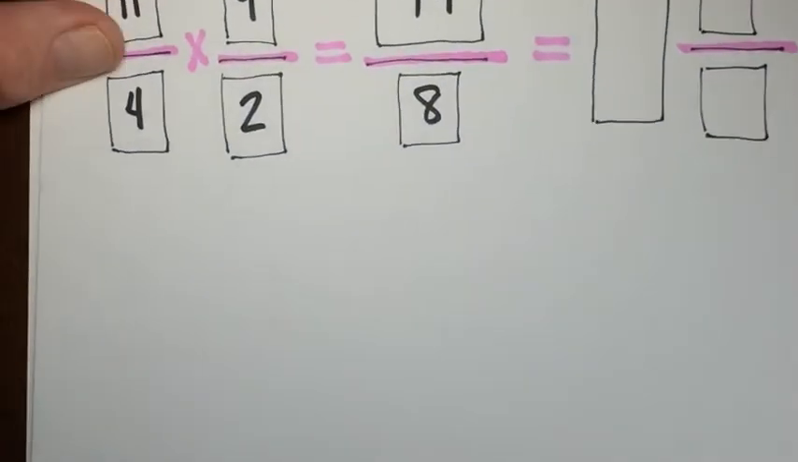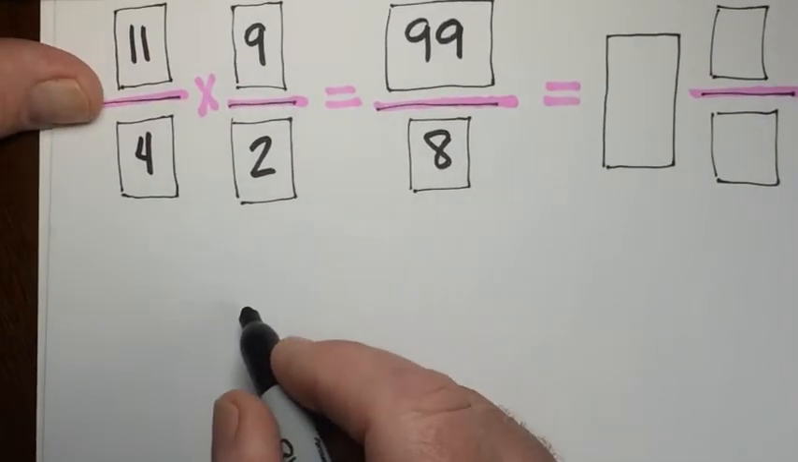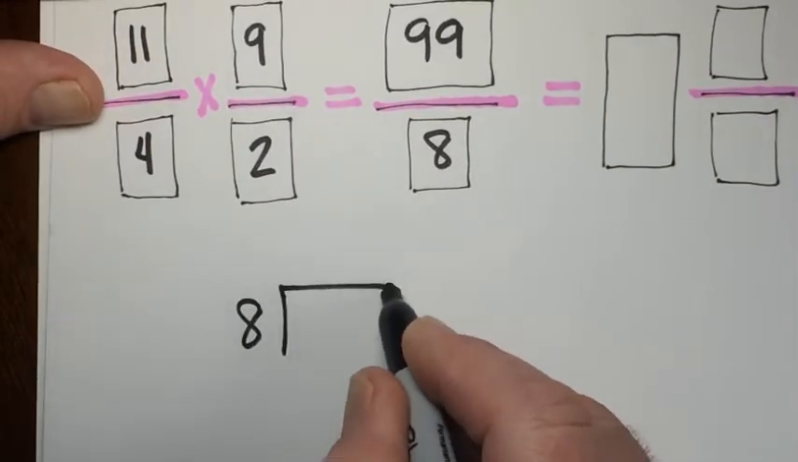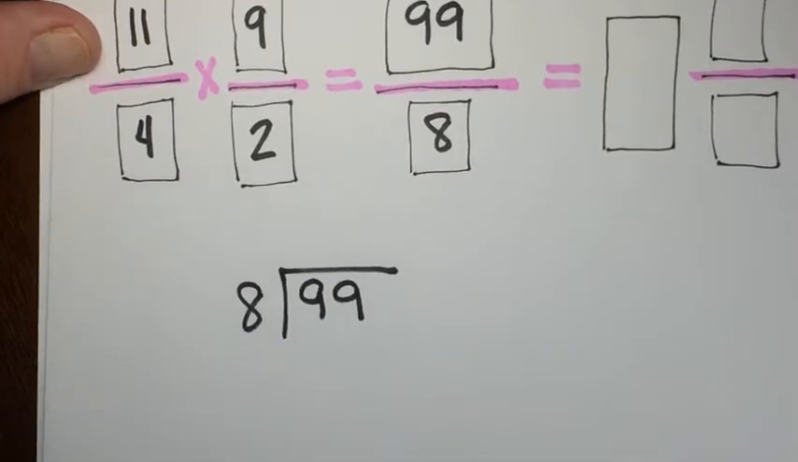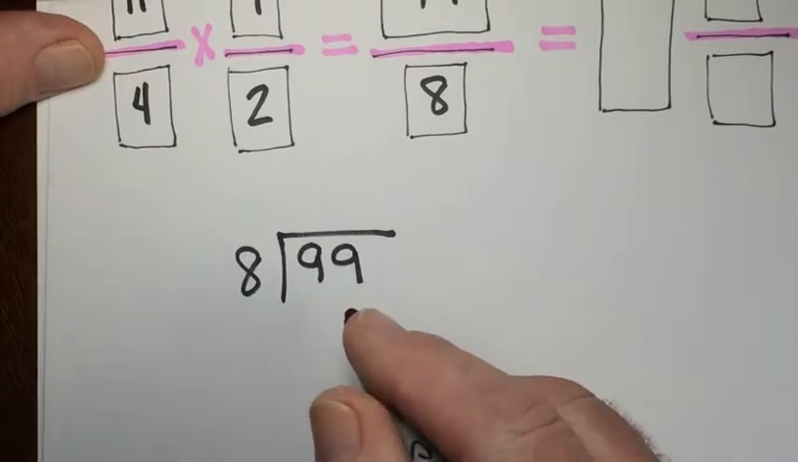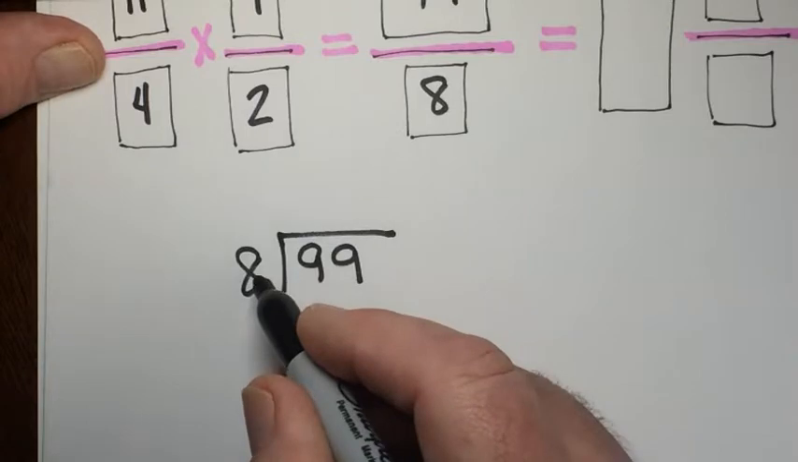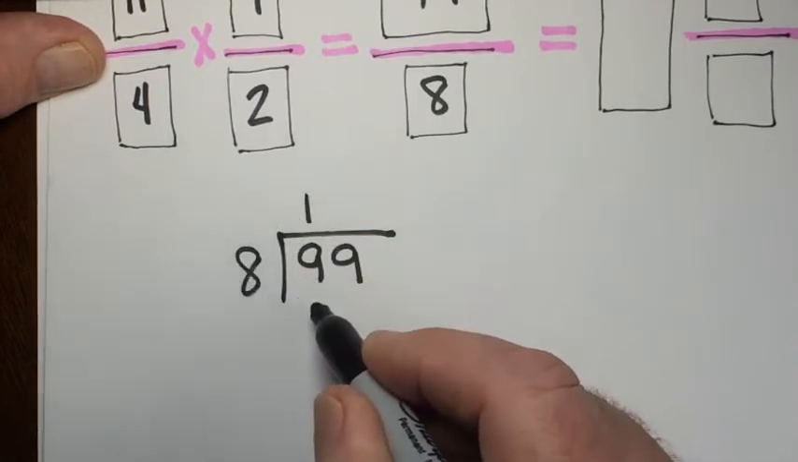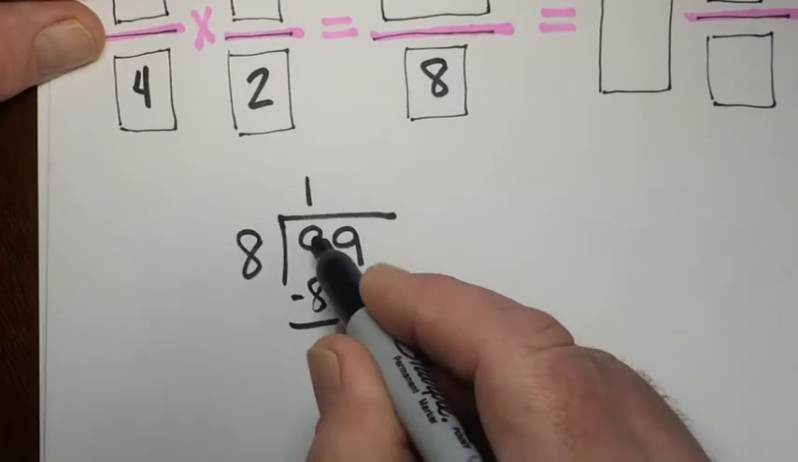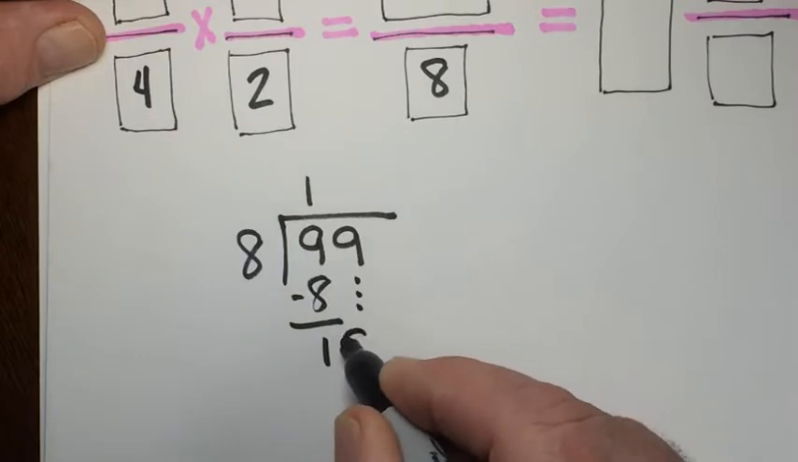To find out what this simplifies to, we're going to have to divide. Luckily, we did division months ago. So let's divide 8 into 99. You can divide that any way you feel comfortable, but I'm going to do it the long division way. That's the 6th grade way. And we talked about this. 8 into 9 would be 1, and 1 times 8 would be 8. 9 take away 8 is 1. We'll drop down the 9. Our new number is 19.